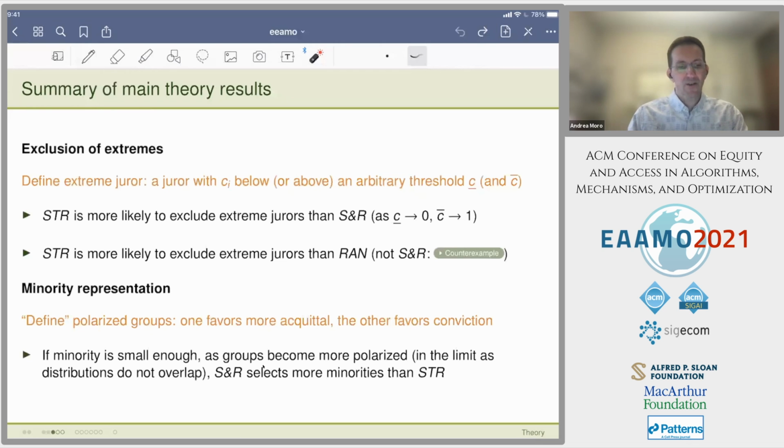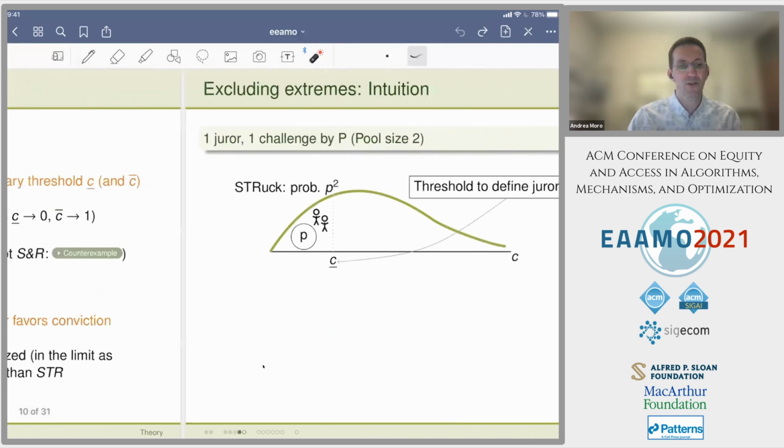Okay, so in a sense, there's a trade-off. Struck is able to select fewer extremes, but strike and replace instead selects more minorities. So there's a trade-off between these two goals.